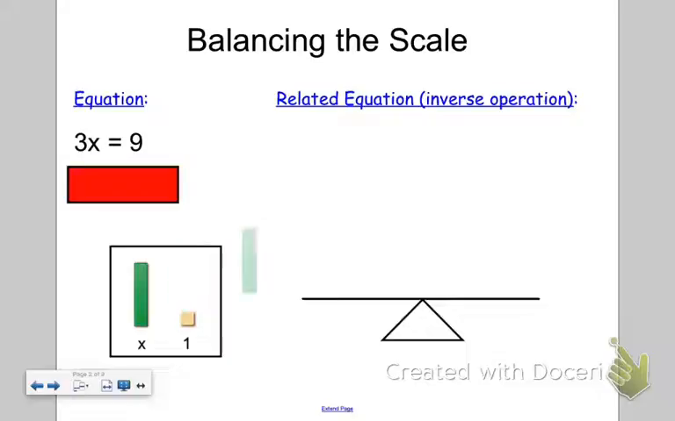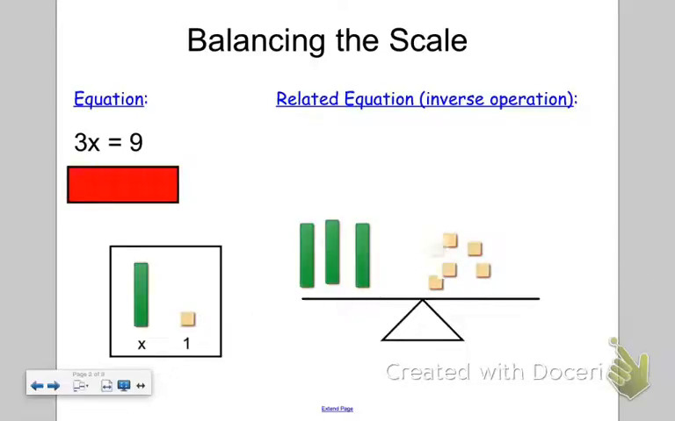What if I have three x's, 1, 2, 3 x's on the left side, and then I have 9 on the right side. 1, 2, 3, 4, 5, 6, 7, 8, and 9. I'm going to have to move these over a little bit, give them more space. There we go. Okay, so there's our 3 x's, and that's equal to 9 on the other side of our balance, or on our scale.